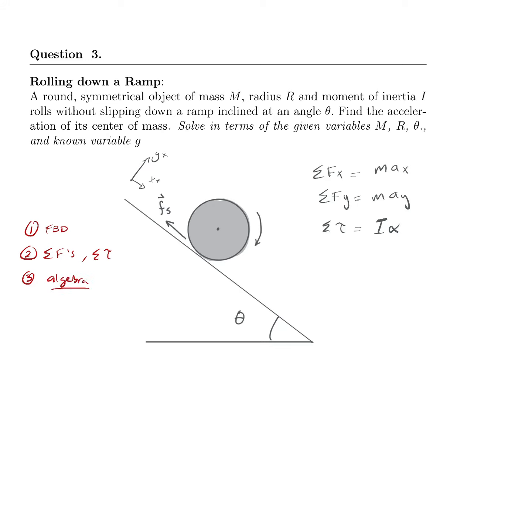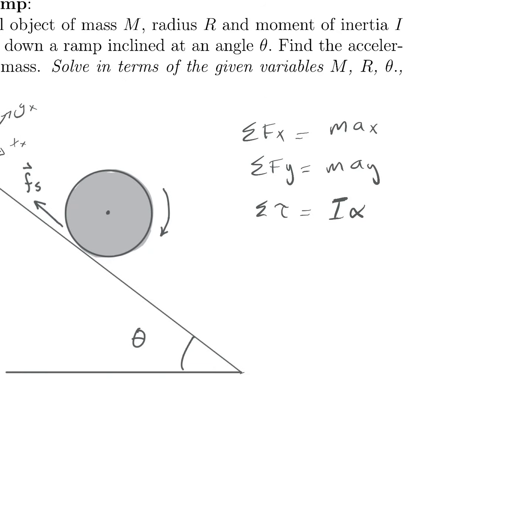Okay. We also have one more relationship that we can use for this problem. For rolling motion without slipping, which is what we have here, since it's rolling on the slope and it's not slipping, we can relate the linear acceleration of the center of mass to the angular acceleration. The way that we can relate it is with this equation: the acceleration of the center of mass is equal to the radius times the angular acceleration. Angular acceleration is how fast it's accelerating while it's spinning.